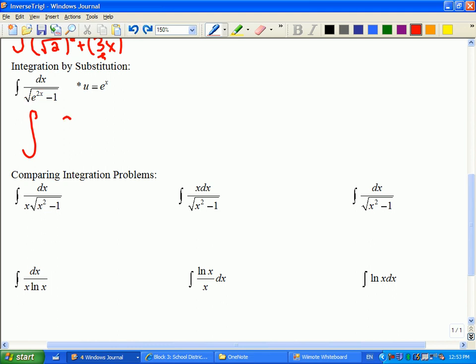This is the way you want to think of this question. This is like dx over, I'm always looking for something squared. So what have I squared? It's e to the x that I've squared. Okay, so the hint here is your substitution is going to be for e to the x.